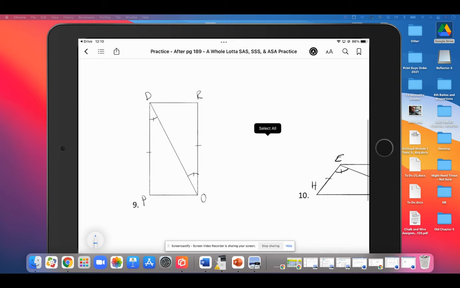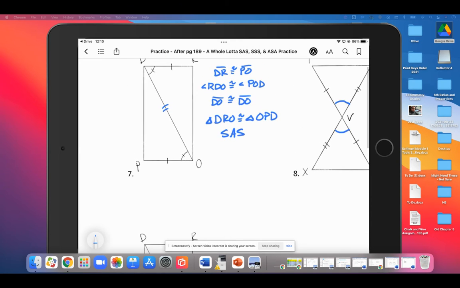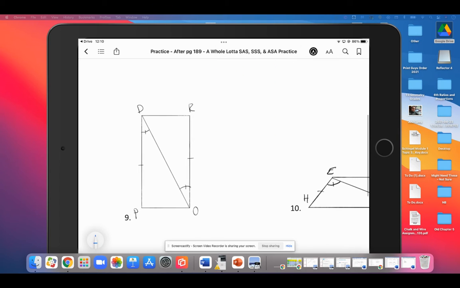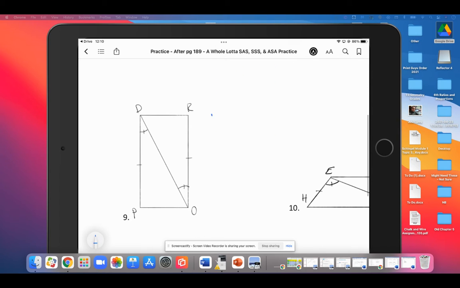Number 9 looks a lot like number 7, except up here we have the short sides, down here we have the long sides, and we've also got different angles. So we will make our statements. We have RO is congruent to PD. We have that angle ROD is congruent to angle PDO. And we can see that because of the reflexive property, DO is congruent to DO.